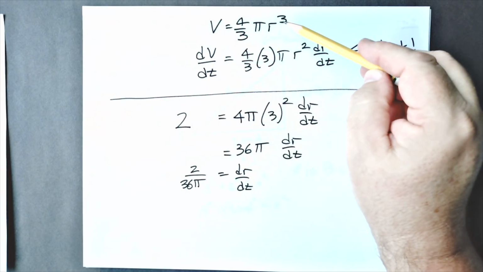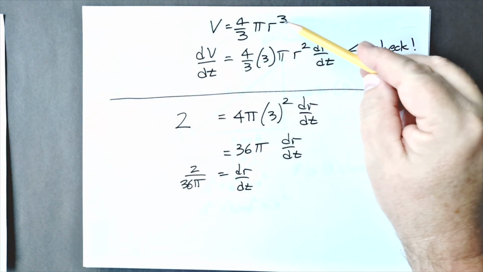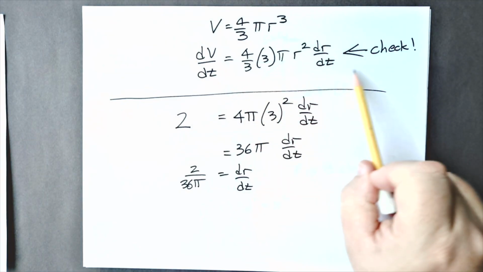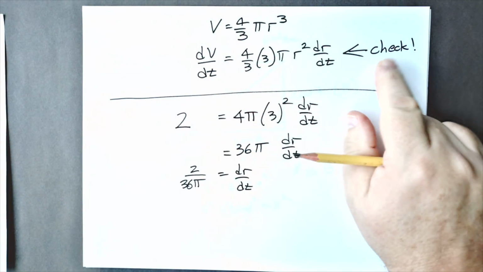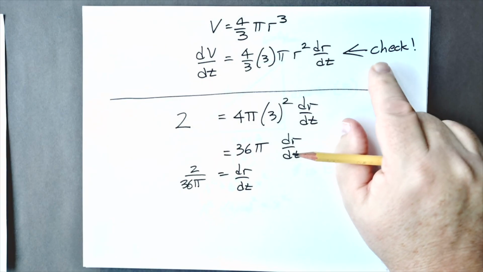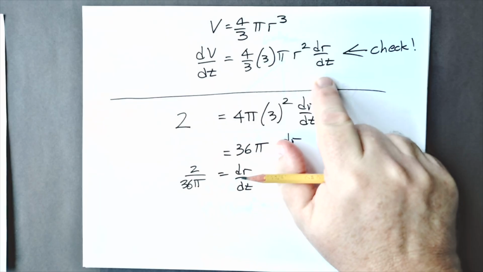4/3 pi stays there. The 3 comes down. So r cubed becomes 3r squared dr dt. So here's where we are, and this is the spot where we want to check. Do you have that variable that you were looking for? Ours was dr dt. There it is. So that's what we're trying to solve for.